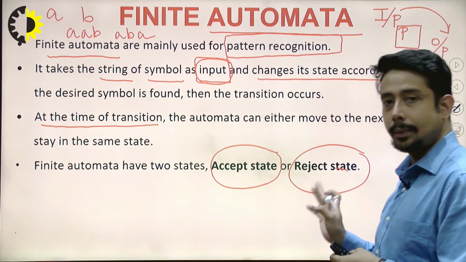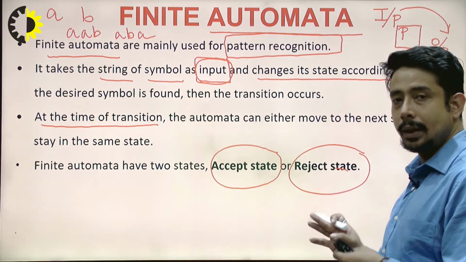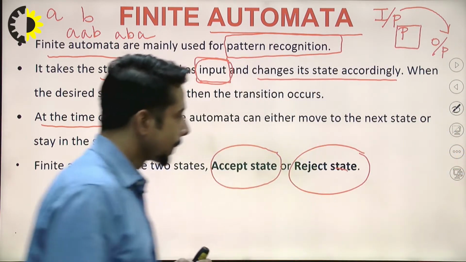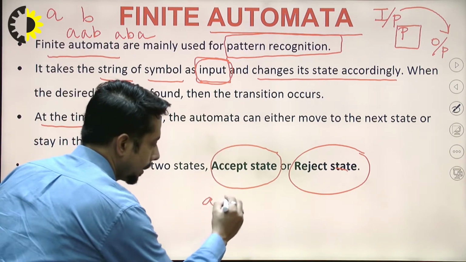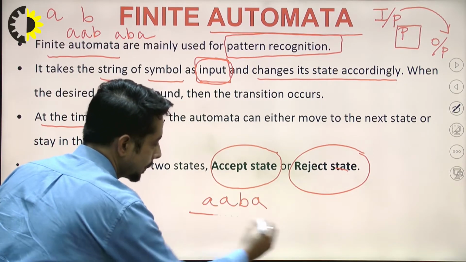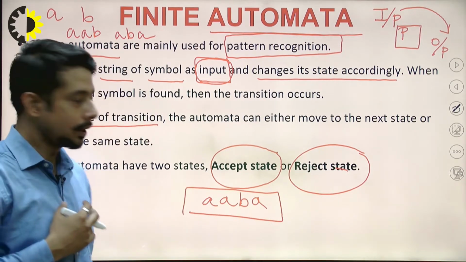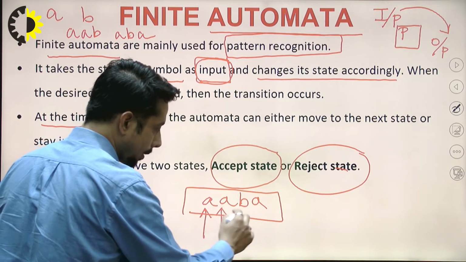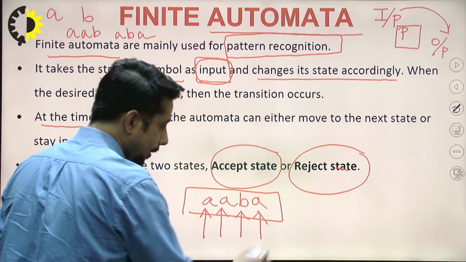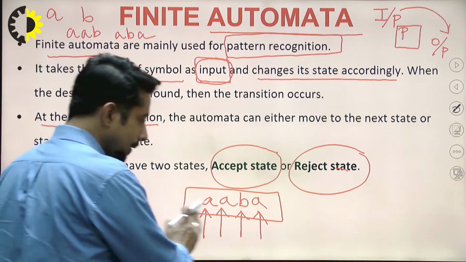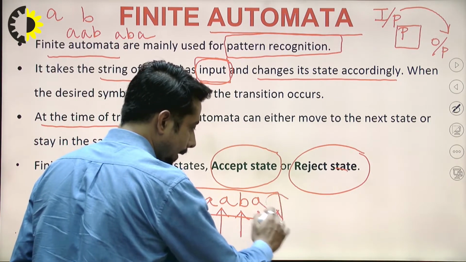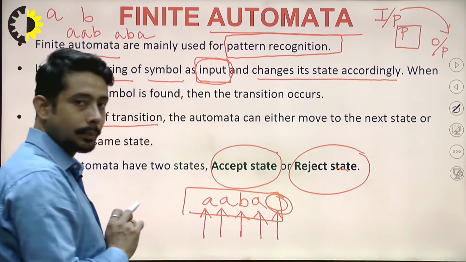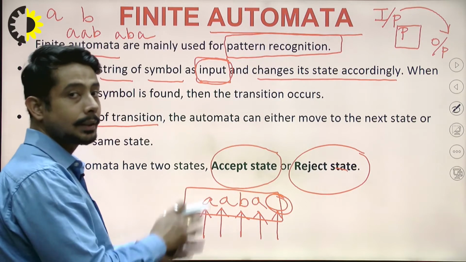What is the meaning of accepting and rejecting? Accepting means, as a user, I have given a particular string, say A, B, A. So this is my string given by the user. What will the automata do? The automata will scan each and every symbol from the string one by one, and once it is done, it will reach the final accepting state. That means after reading all the inputs, it reaches a final state, which means it is accepted.